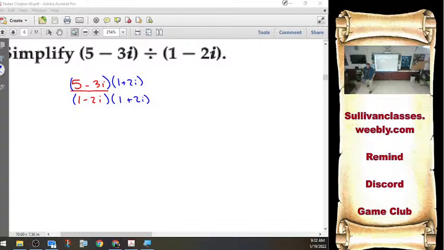I use the conjugate because the conjugate is going to get rid of the middle term that has an i, and then I'll have a 2i times a 2i. That's an i squared. i squared is a real number. So 5 by 1, 5 by 2i, negative 3i by 1, negative 3i by 2i, over 1 by 1, 1 by 2i, negative 2i by 1, negative 2i by 2i.